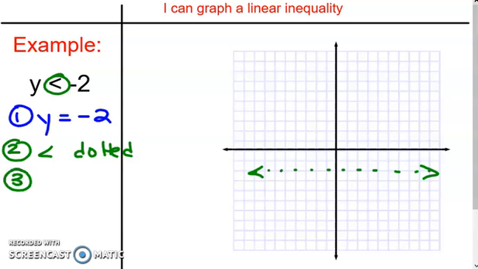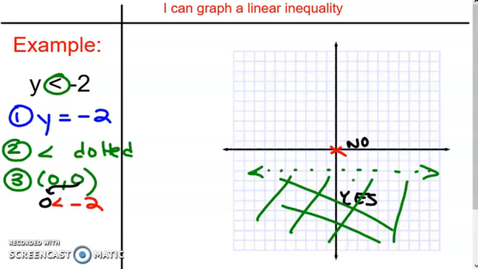I'm going to test 0, 0. So we'll test this point here. The only thing I can plug in for is y. And when I replace y with 0, I ask myself, is it true that 0 is less than -2? And that is not true. So above the line is a no, below the line is a yes. We're going to shade that side.